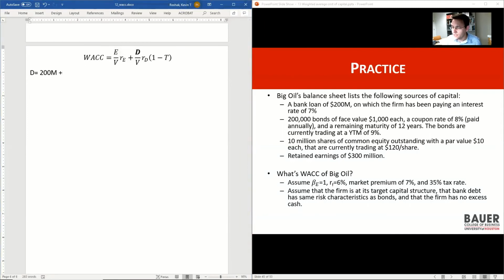Let's move to the second point here. We've got a bunch of bonds. What are we going to do to find the value of debt? Well, we've got the bank debt, but then we also have to value all the bonds. We've got 200,000 of them, and we have a lot of information on each bond. They've got a face value of 1,000, coupon rate of 8%, paid annually, and a term of 12 years. The bonds are currently trading with a yield to maturity of 9%. If you want to get the value of all these things, we'll just value one bond and then multiply it by 200,000.